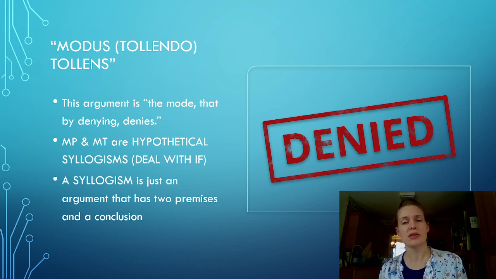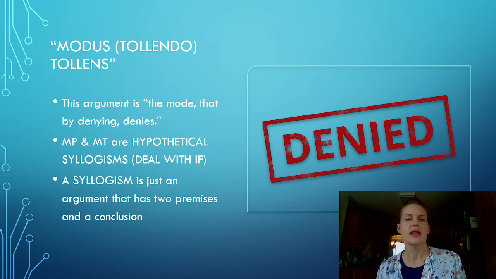Sometimes you'll see the modus ponens called an MP and the modus tollens called an MT. Both of these are hypothetical syllogisms. When you hear the word hypothetical, think hypothetical scenario, like, what if we did this, or what if we did that? These deal with if scenarios, not necessarily true, but if scenarios. The modus ponens and the modus tollens are both what are called hypothetical syllogisms. Hypothetical situations deal with if. What if we tried it this way? Or what if we did it that way?